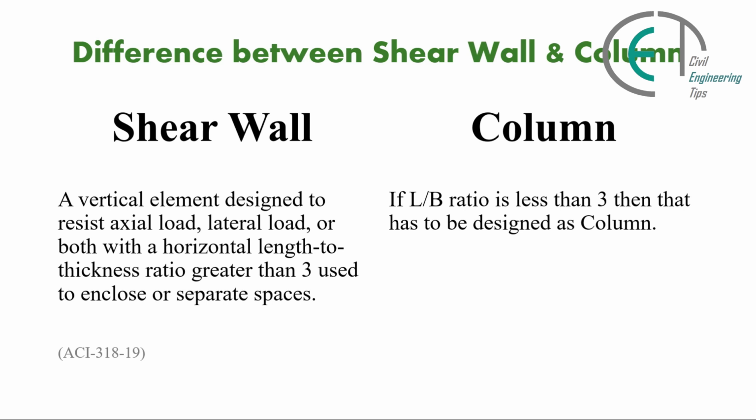So if the L by B ratio is greater than 3, then we are going to call that vertical member a shear wall. But if the L by B ratio is less than 3, then that has to be designed as a column. This difference is based on the physical appearance of those two vertical members. These are not any technical difference. Next, we will discuss the technical difference between shear wall and column.